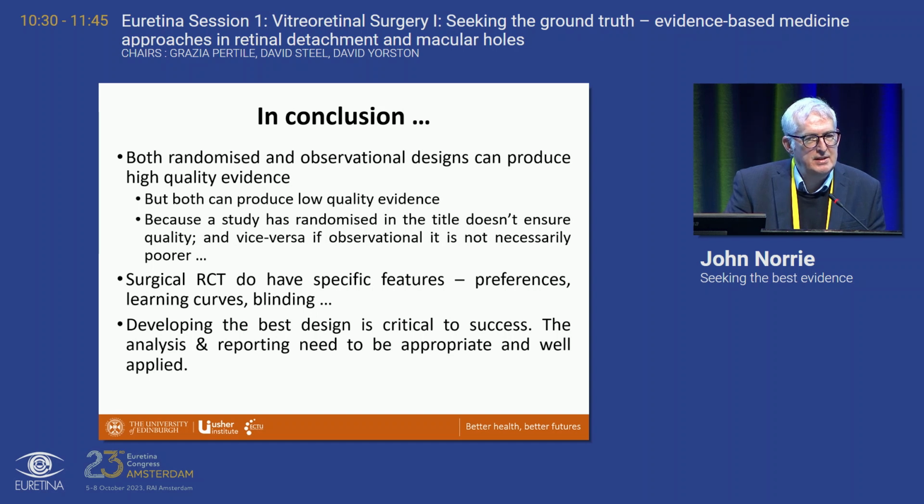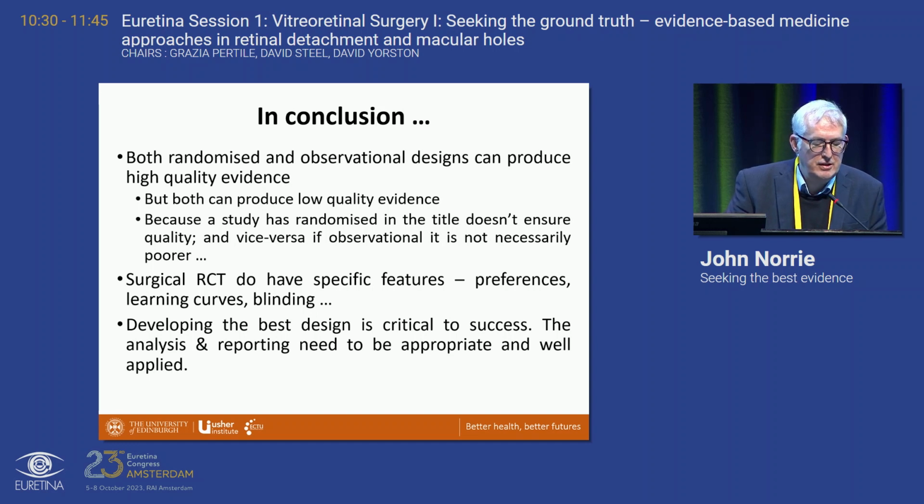And vice versa, some registry-type data, some observational data, if it is curated to a very high degree, if it's kept inclusive rather than exclusive, these designs can produce very, very useful data. They also produce that data quickly and generally at low cost. So that is two very, very important considerations to take into account.